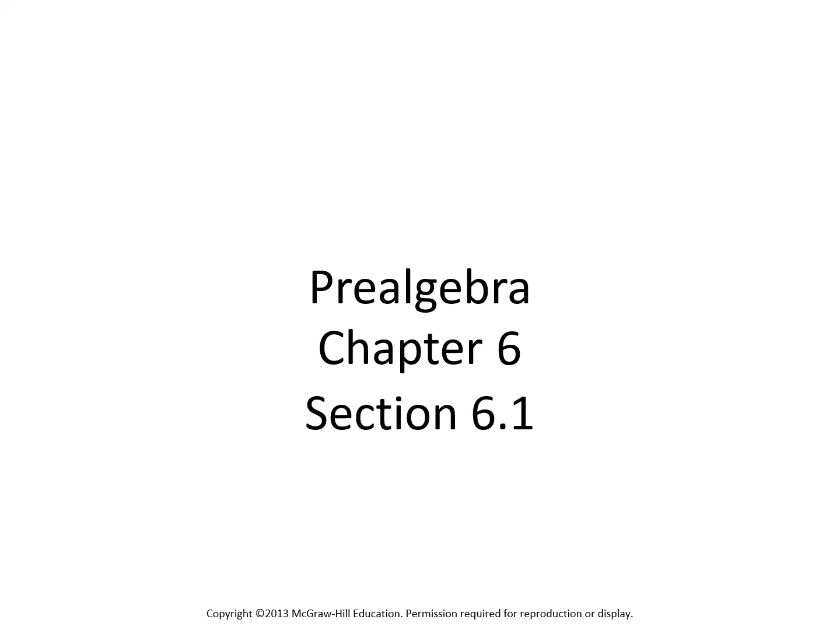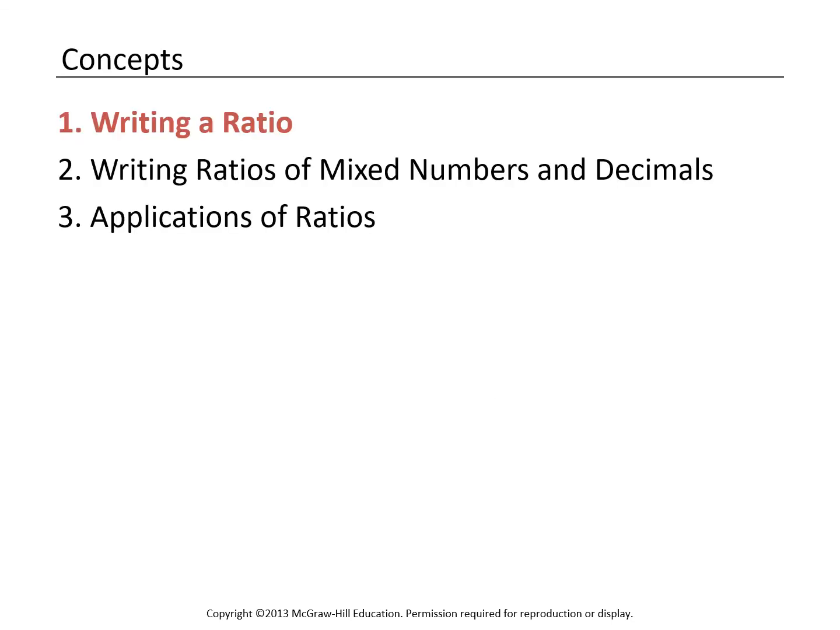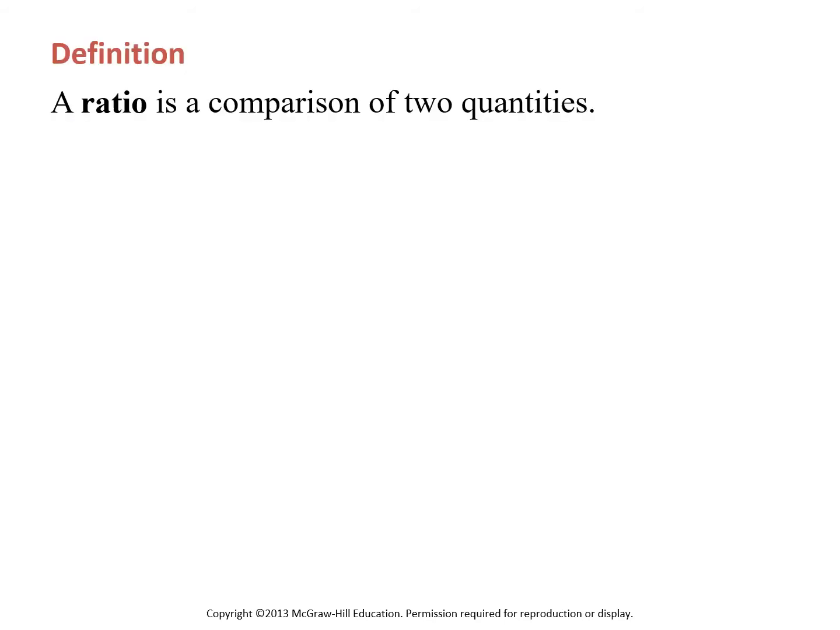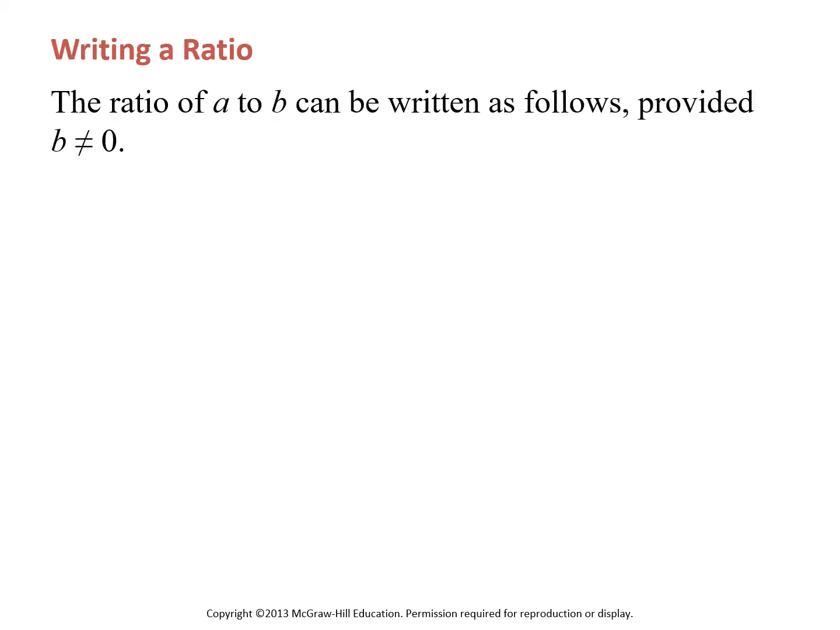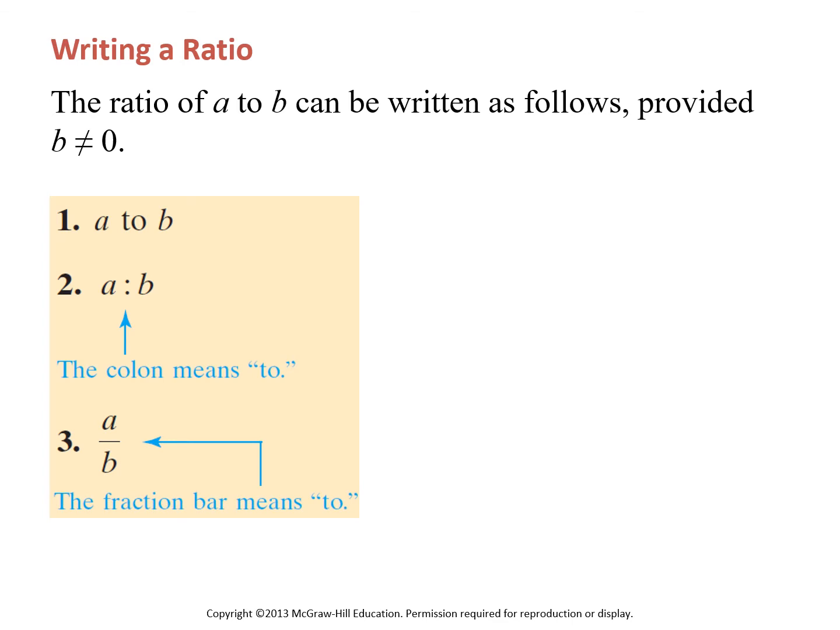This is section 6.1, and this section is about ratios. A ratio is a comparison of two quantities that have the same units. And we can write a ratio in three different ways. We can write A to B using the word to. We can use a colon to represent A to B, or we can use a fraction to represent A to B. B cannot be 0, and anytime we have a denominator of 0, that would make your fraction undefined.